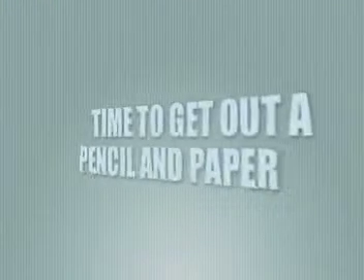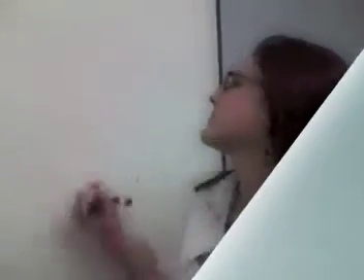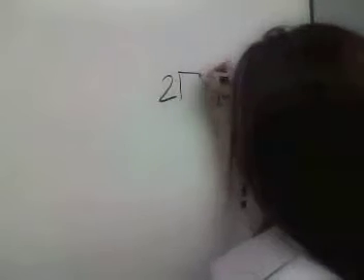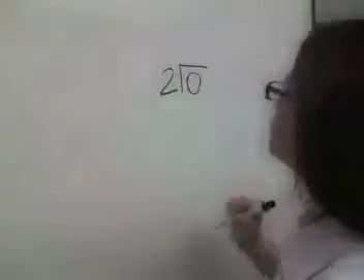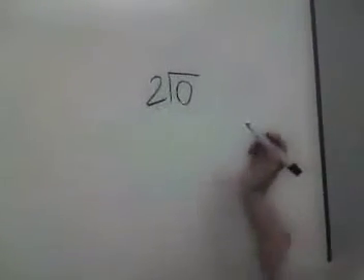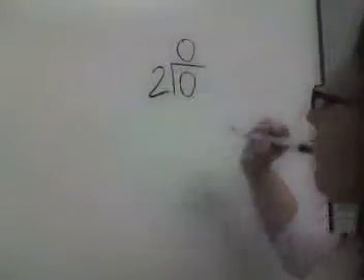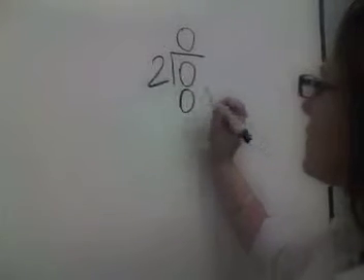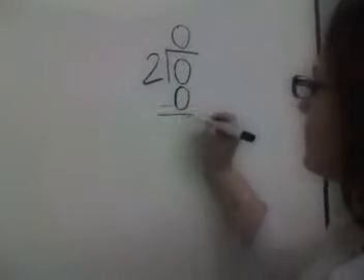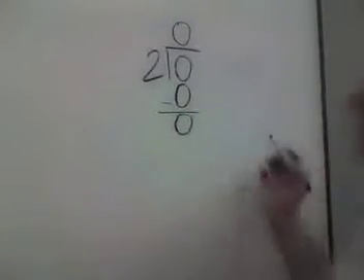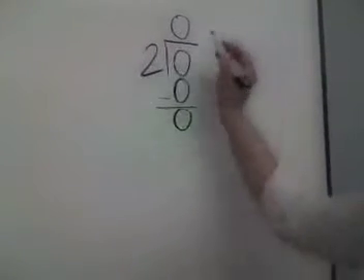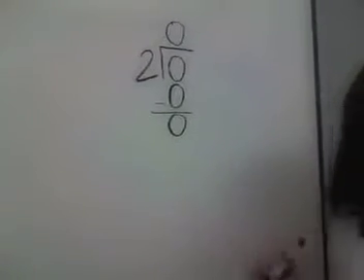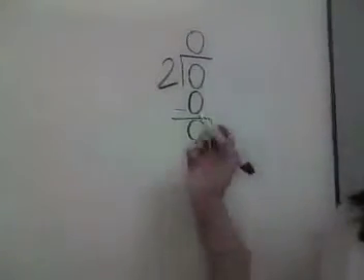Now, for example, just like the other rules, you can also solve it like this. 0 divided by 2. 2 cannot go into 0, so we put a 0 up here. 0 times 2 equals 0. 0 minus 0 is 0. Therefore, 0 divided by 2 is 0. Now, let's move on to some practice problems.